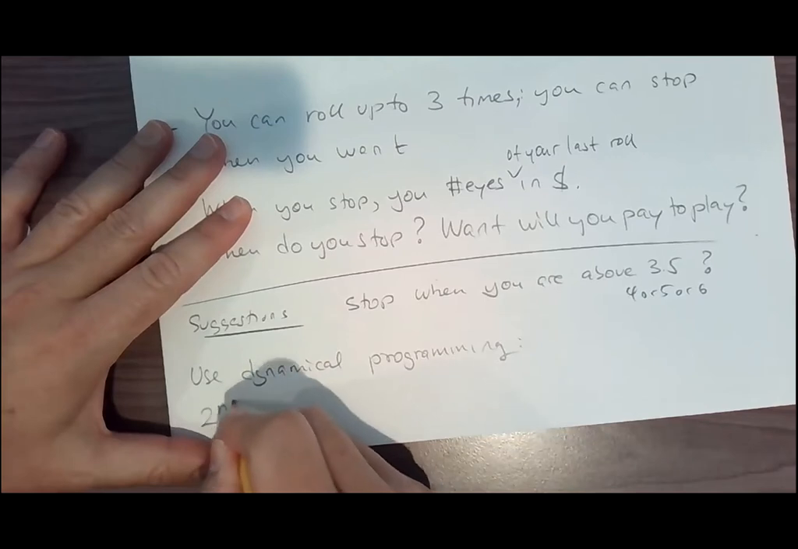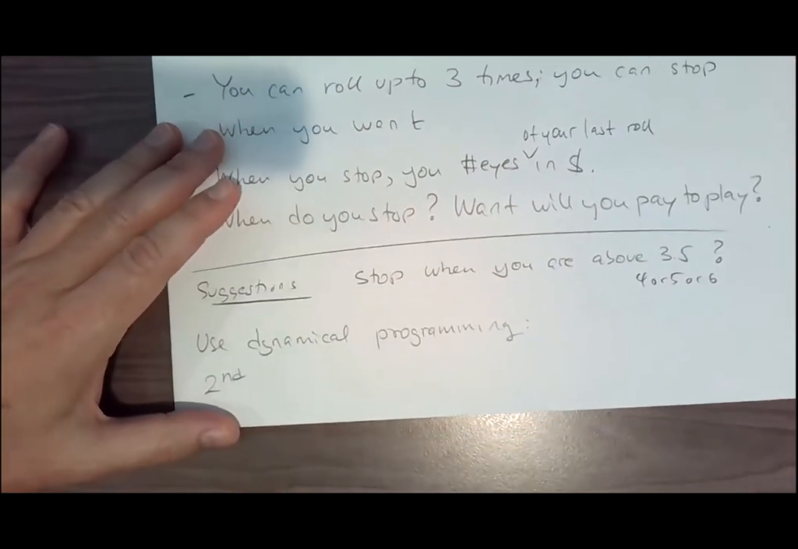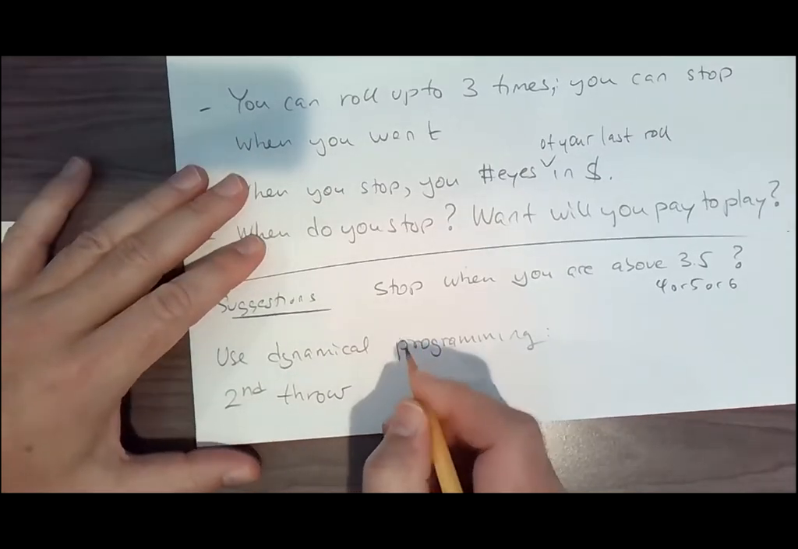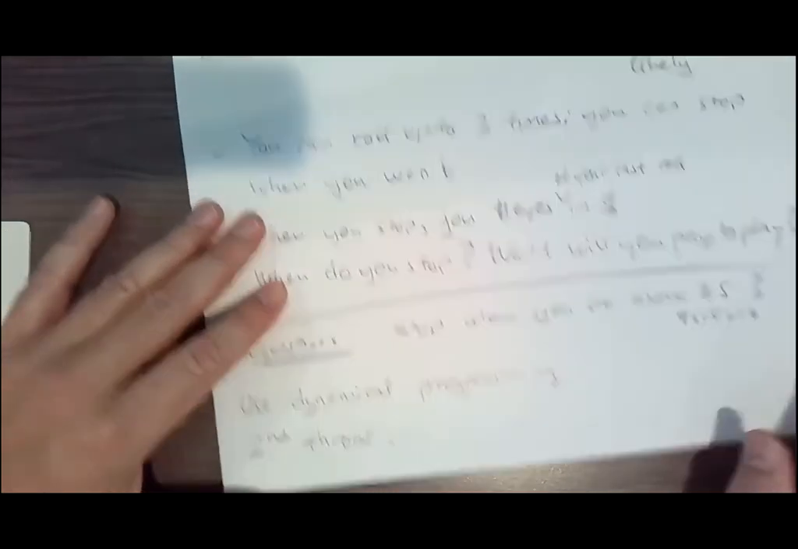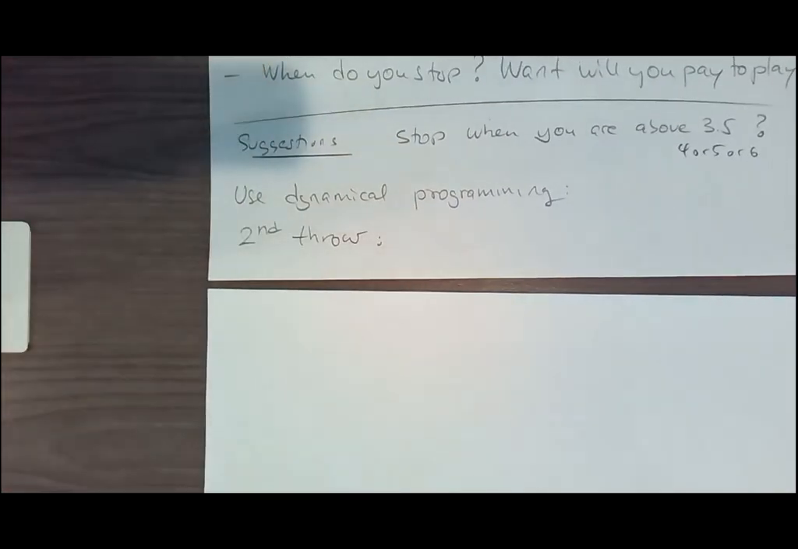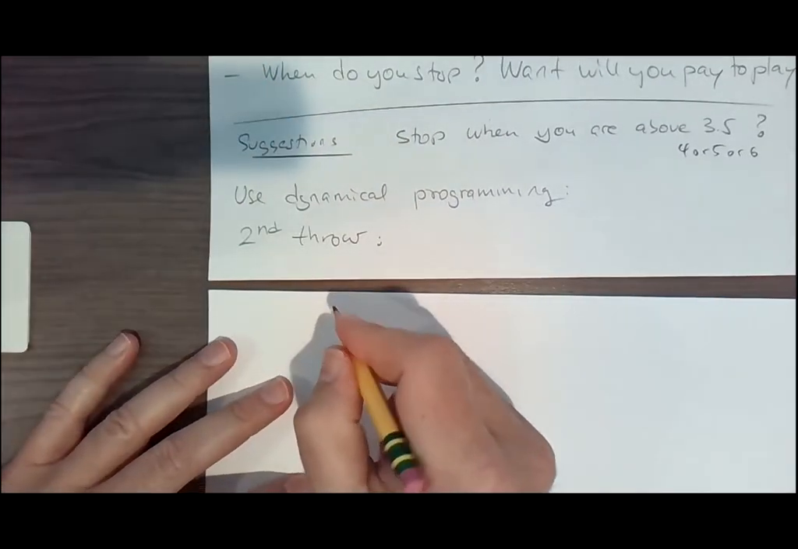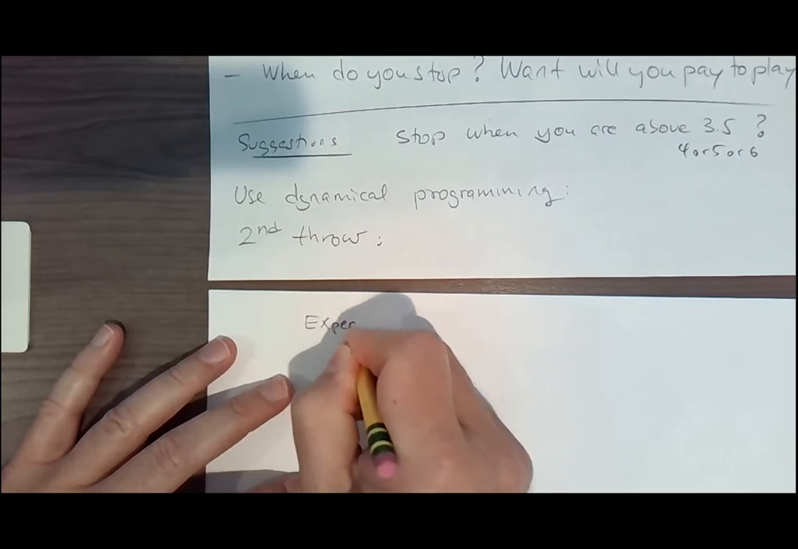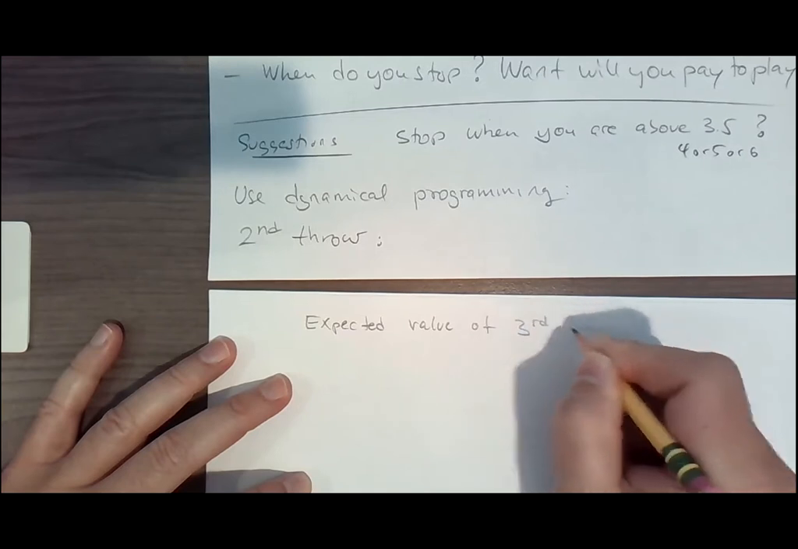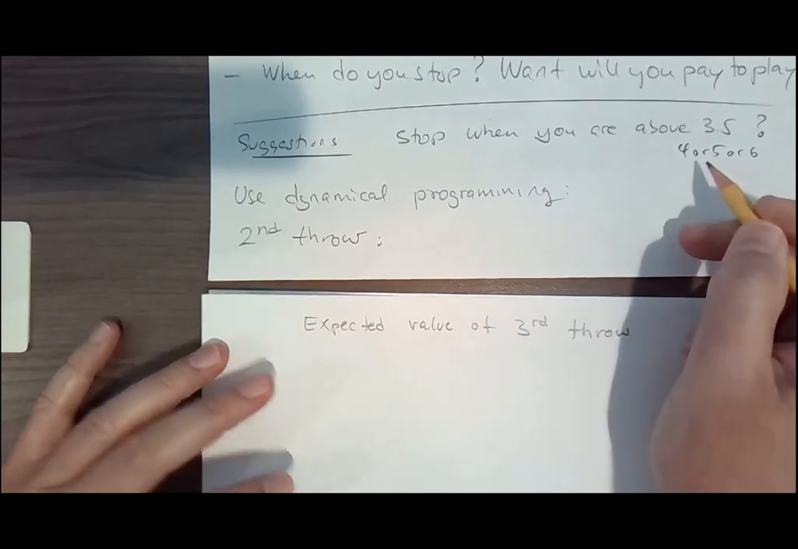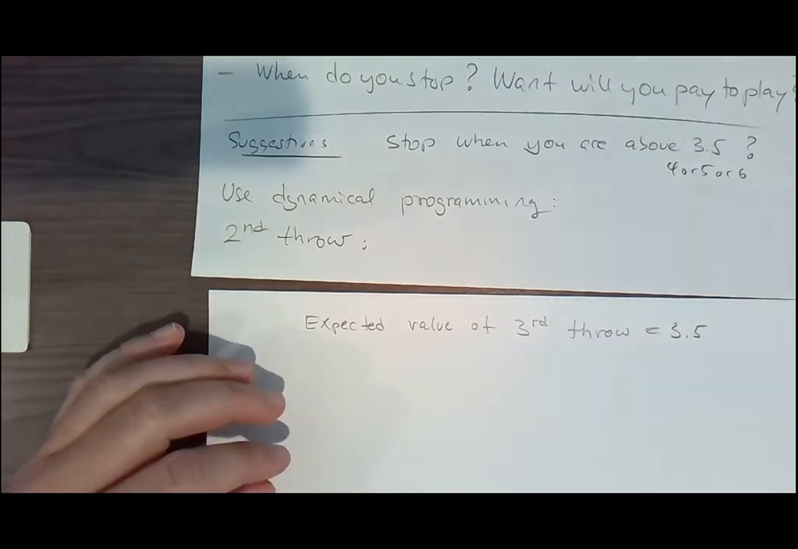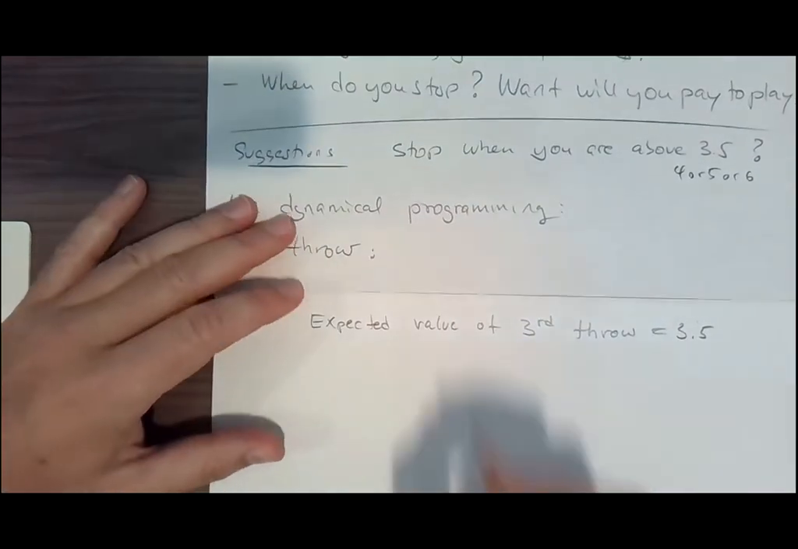So we're going to look at the second throw, right? The third throw, we just have to live with the outcome. So we're going to analyze what happens if we add the second throw. Well, what is the expected value of the third throw? That was the one that you already nailed down, right? This is 3.5. So now we could apply the stopping rule.